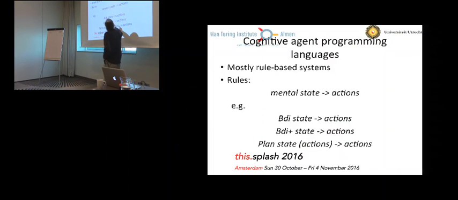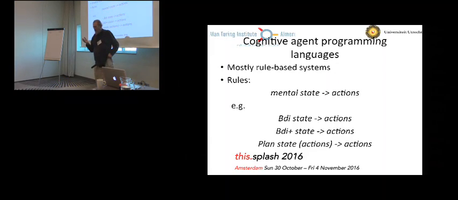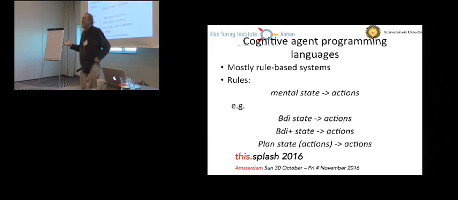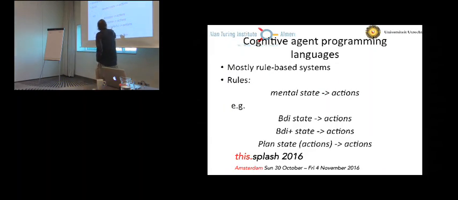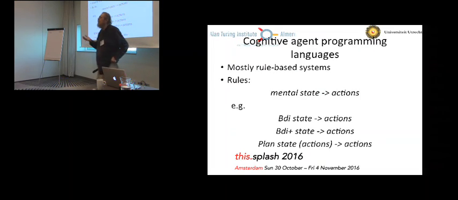And sometimes also what I call BDI plus. So that means other things. For instance, what we did was also adding emotions and things like that. And we can also look at a plan state, which is a couple of actions, and then we can replace that by other actions. Why would you do that? Well, kind of plan revision. We will see that later on.